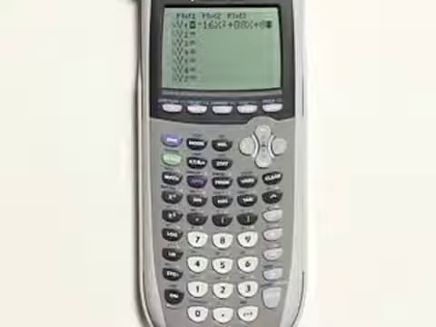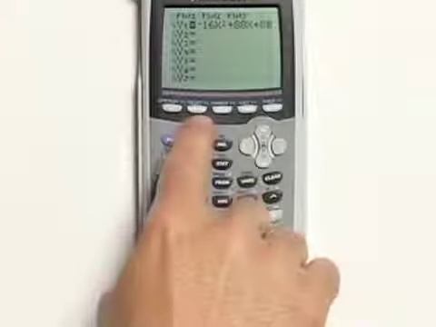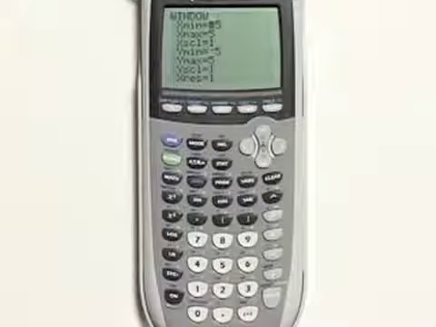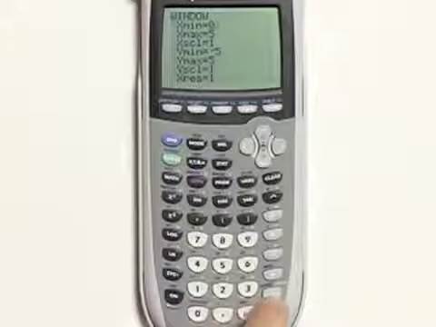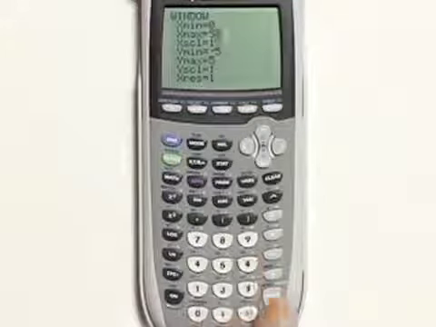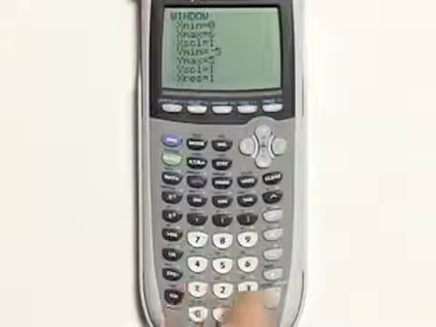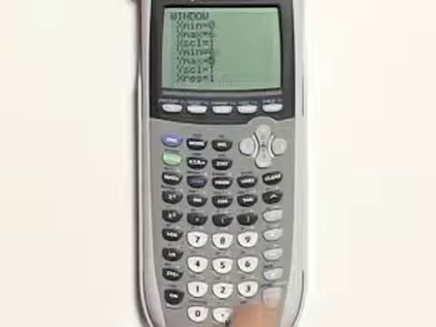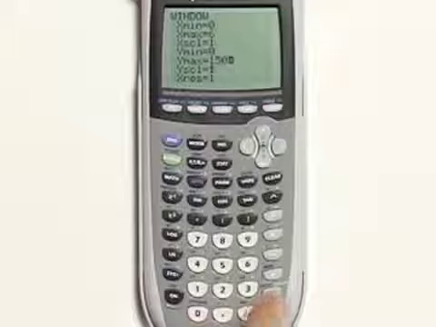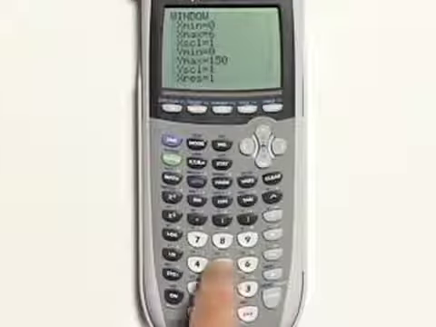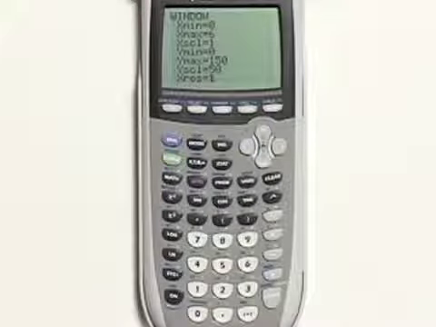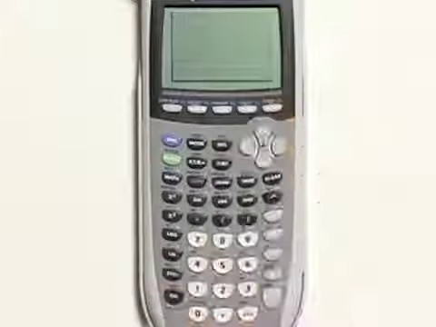We were told what viewing window to use, so we press the window key and now adjust the window. The x min is supposed to be 0, so press 0 and enter. X max is 6, press enter. The scale is 1, it's already there, so we press enter to move down to the y minimum, which is to be set at 0, press enter. The maximum at 150, press enter, and then 50 as the scale, press enter. Now we can graph this, so press the graph key.